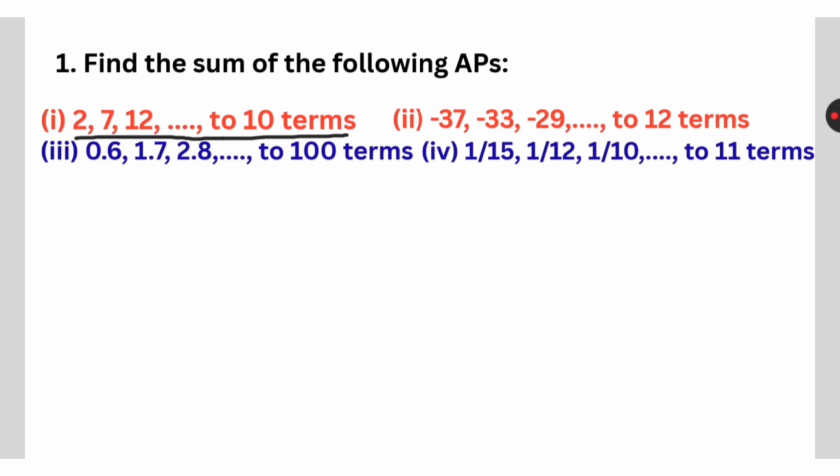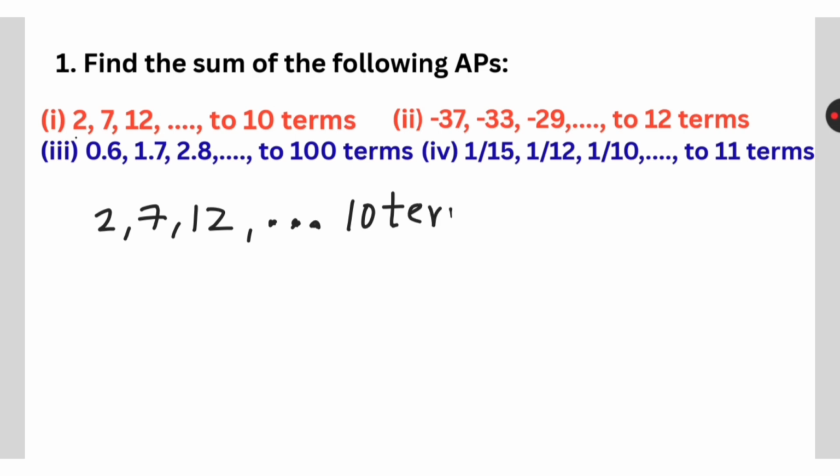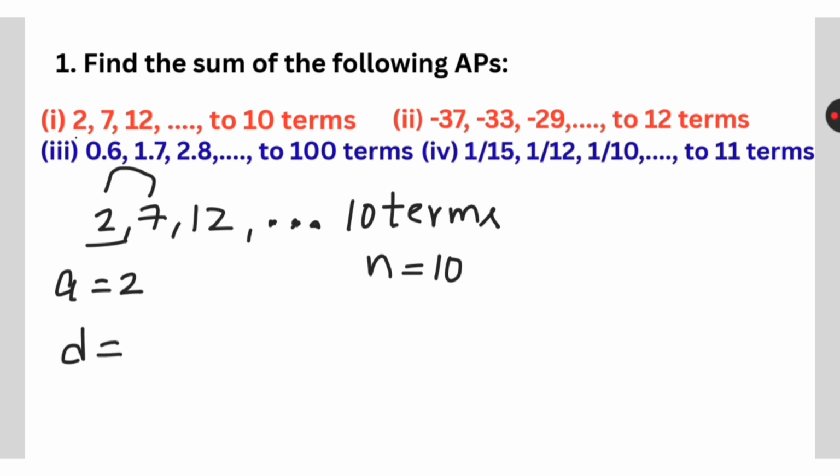So what are they giving? 2, 7, 12 and so on up to 10 terms. They are not giving the 10th term, they are giving 10 terms. That means in this arithmetic progression, the total number of terms is 10, so n is 10 here. The first term, that is a, is 2. And the common difference you can find either by a2 minus a1 or a3 minus a2, anyone you can do. 7 minus 2 is 5. So the common difference is 5 and the number of terms is 10.